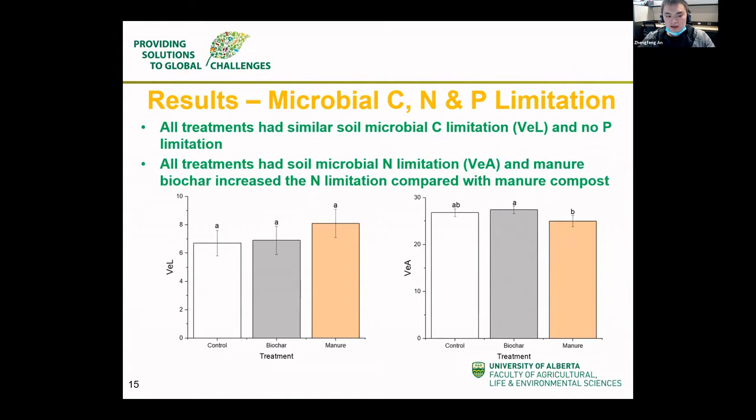And for the microbial carbon, nitrogen, and phosphorus limitation, we found that all treatments had a similar soil microbial carbon limitation and no phosphorus limitation. While all treatments had a soil microbial nitrogen limitation, manure biochar increased the nitrogen limitation compared with the manure compost. This would give us the implication that adding biochar will reduce the nitrogen-related greenhouse gas emissions.